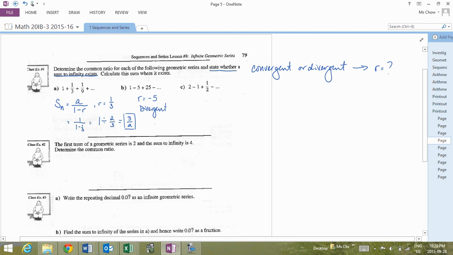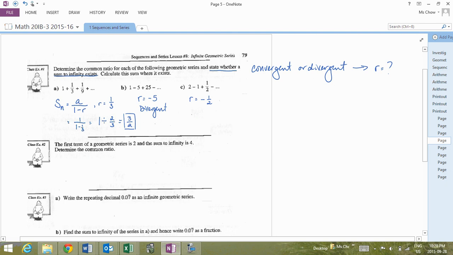When we look at the next one, what is our ratio? A common ratio is going to be -1/2. We can know that it's negative because the signs are switching: negative, positive, negative, and then -1 divided by 2 is of course -1/2. So then we know that this is going to be convergent because it's between -1 and 1.